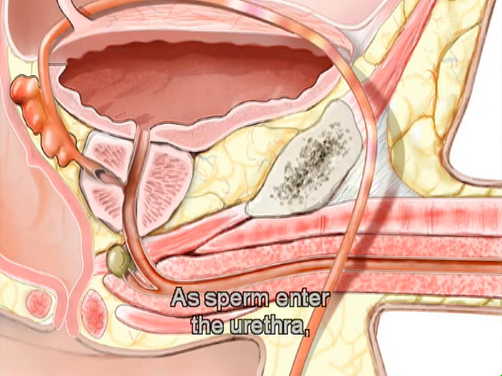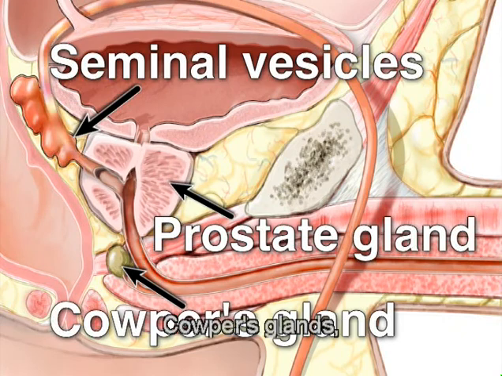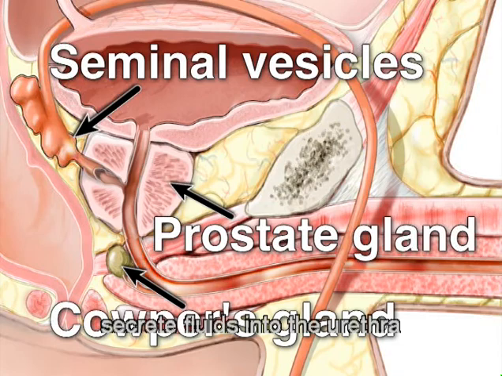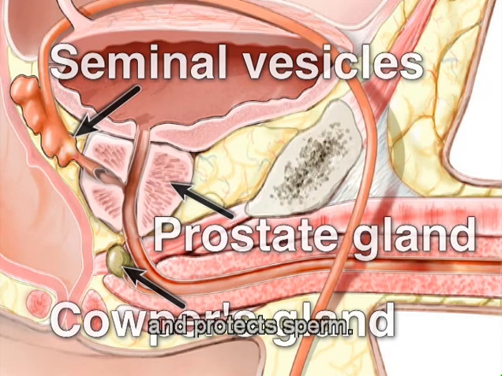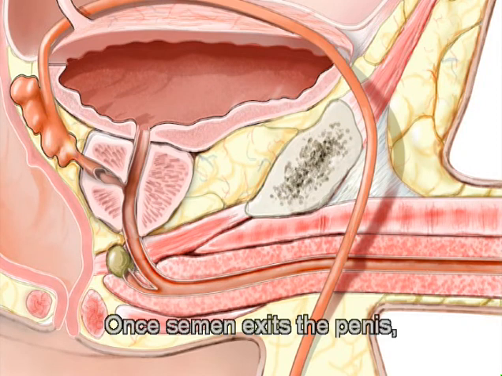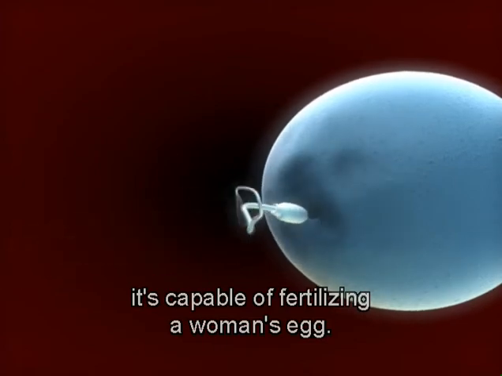As sperm enter the urethra, the seminal vesicles, Cowper's glands, and the prostate gland secrete fluids into the urethra that nourish and protect sperm. That fluid mixture is called semen. Once semen exits the penis, it's capable of fertilizing a woman's egg.